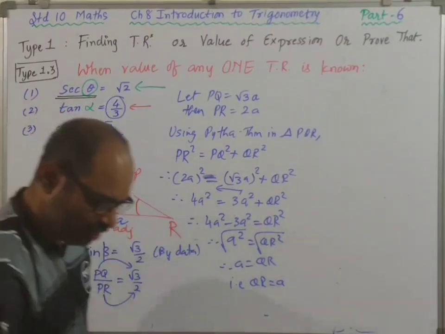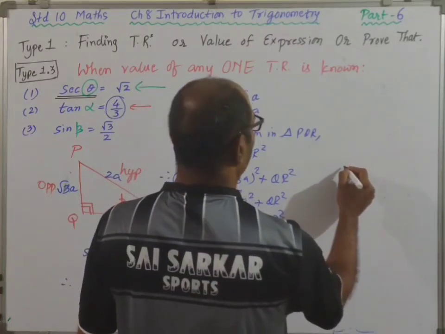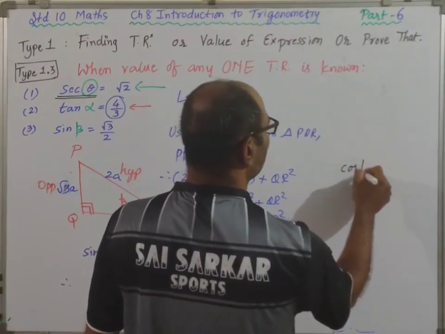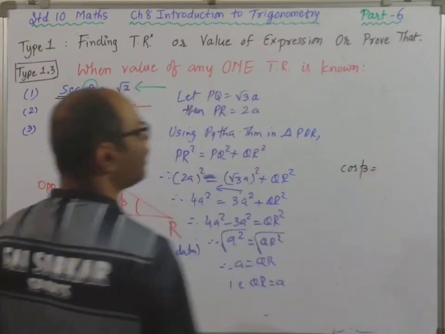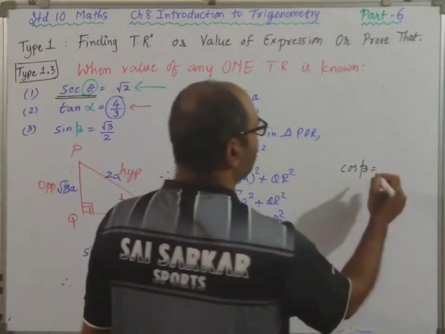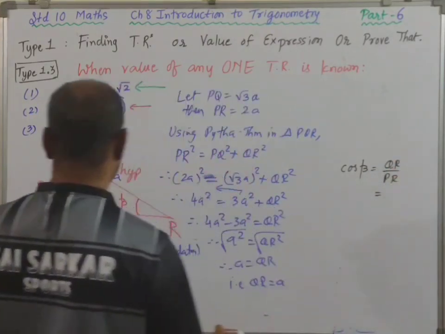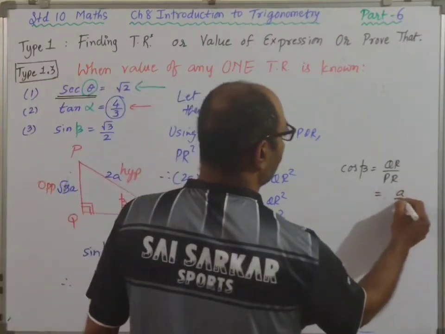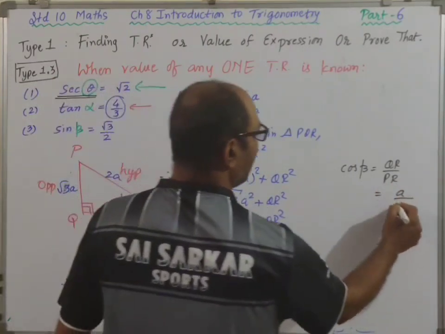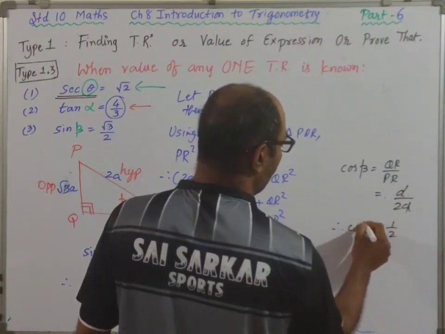You can find any ratio now. Which one is left? Yes, I'll take cos beta. That is adjacent upon hypotenuse. Adjacent is QR and hypotenuse is PR. QR upon PR. QR is a, upon PR which is 2a. So a cancels, 1 upon 2. That is cos beta.